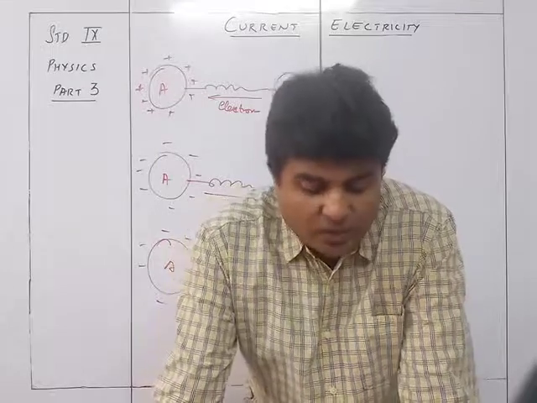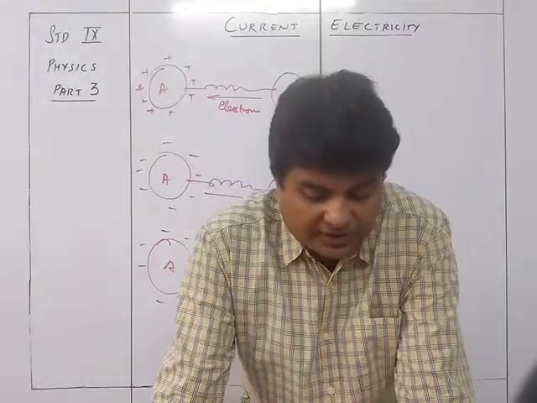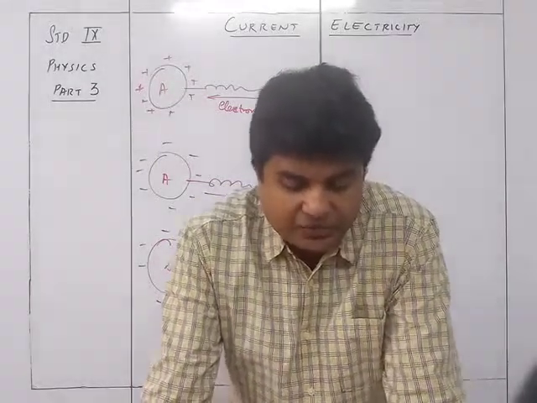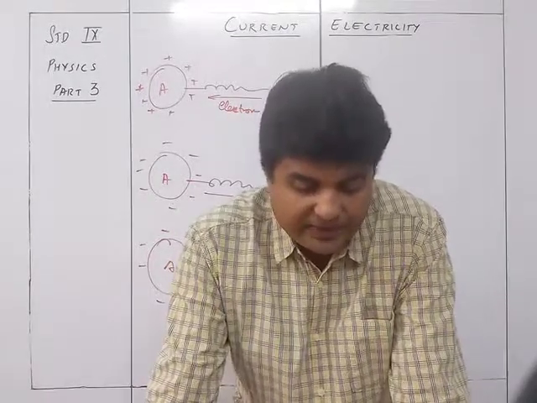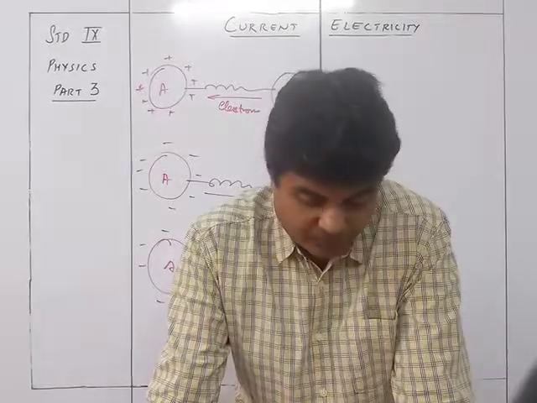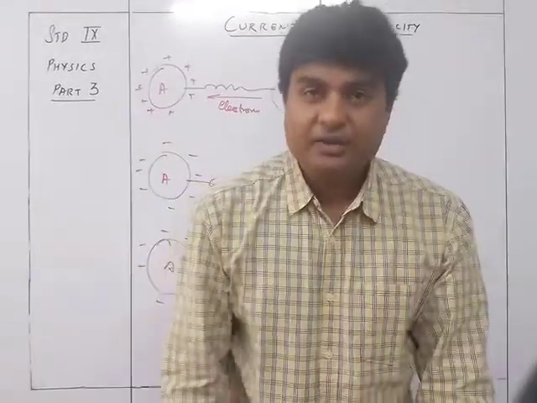Thus, an electric cell works as a source of electrons. There is a continuous flow of electrons in the external circuit connected with the cell in the direction of the cathode to anode. So that is how the cell works.